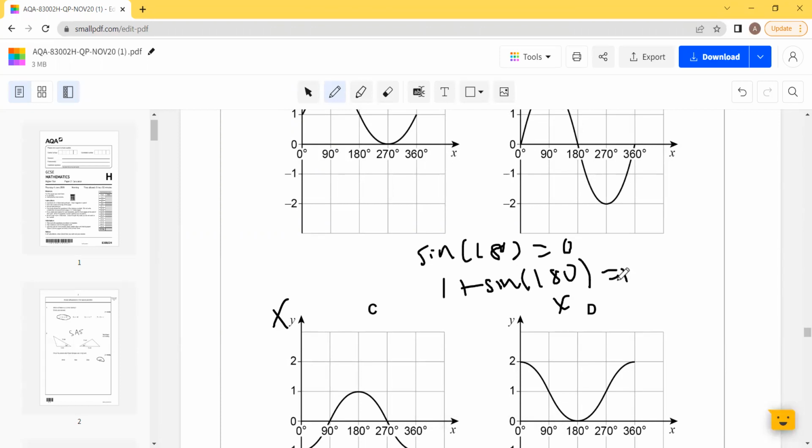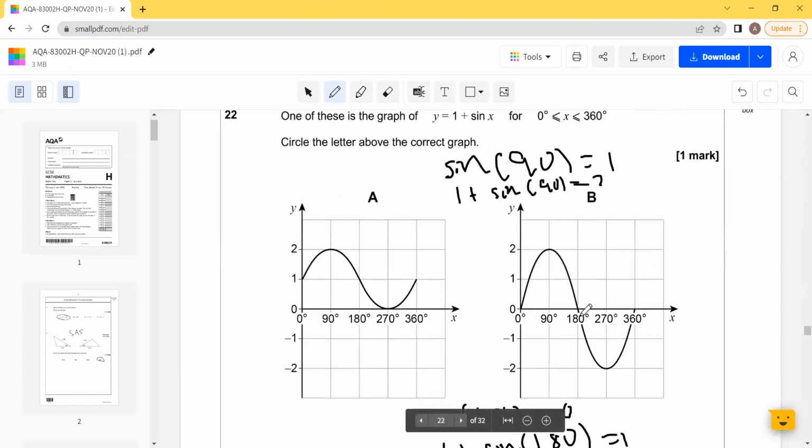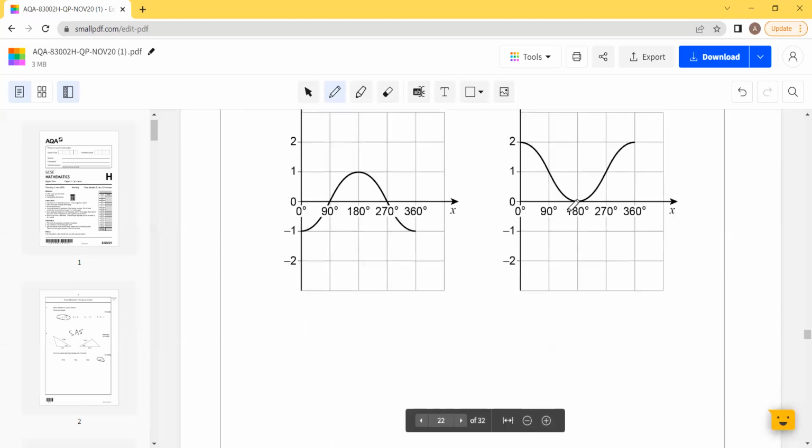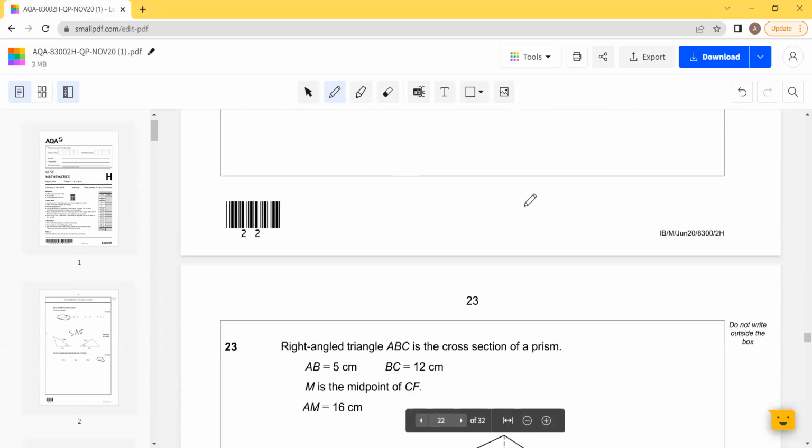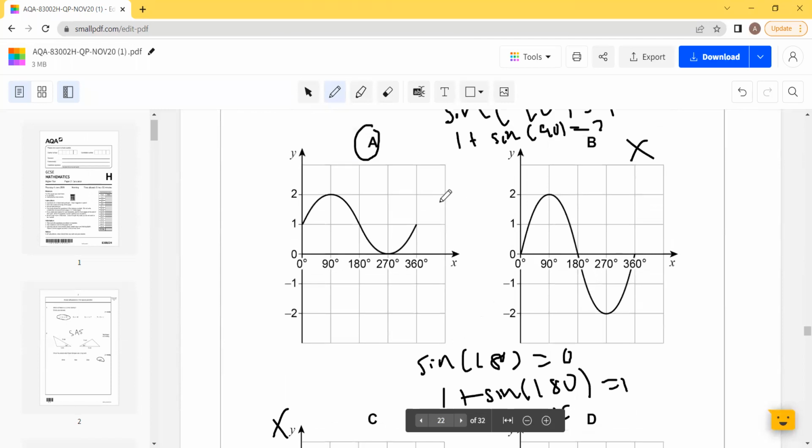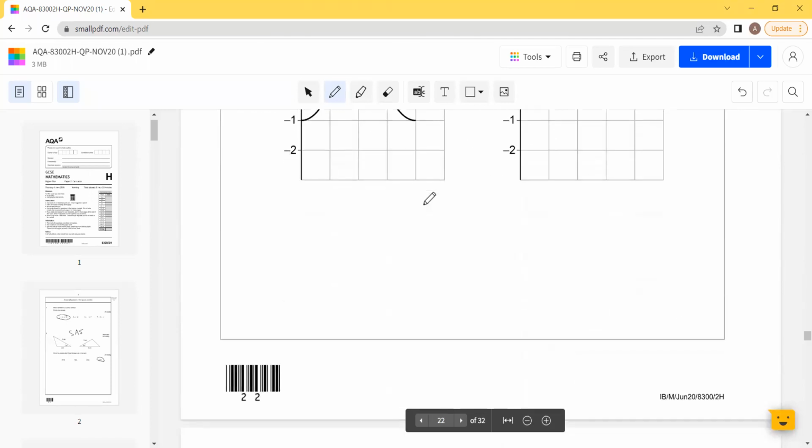is equal to 1. So which of A and B has 180 going through 1? Well, it's A. So A is the correct one. So it can't be B, C, or D. And this is the method you can use if you can't see that it's A straight away.